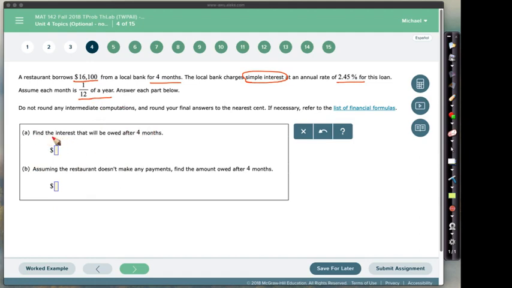So it says find the interest. We're looking for interest after 4 months. And then, assuming the restaurant doesn't make any payments, find the amount owed after 4 years.